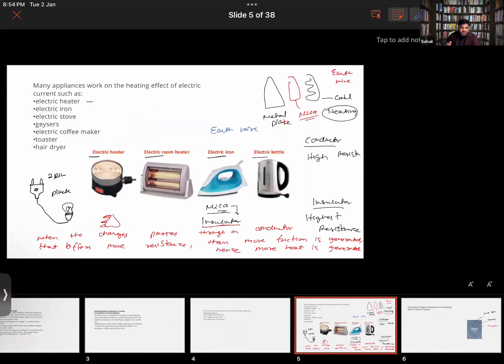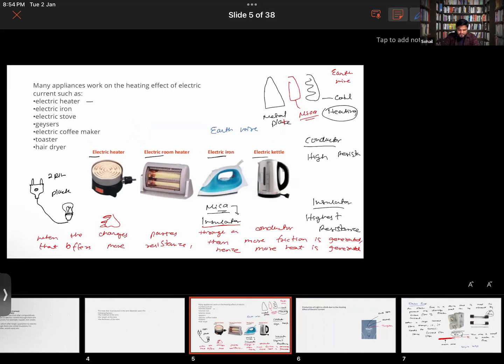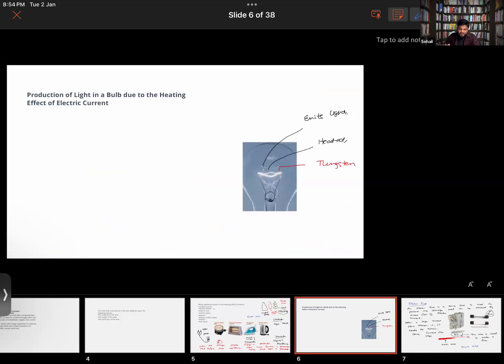Then we saw, based on the heating effect of electric current, there are several appliances which we are using right now. These were some of the examples of it. For example, in an electric iron, we would be using nichrome wire, right? In the incandescent bulbs like this, we were using tungsten to make the filament of it, right?